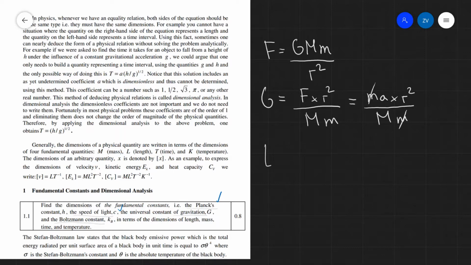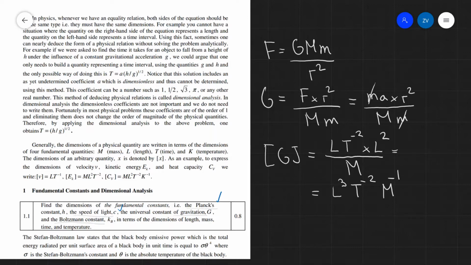So let's have a look. The dimensions of G are going to be equal to acceleration, which is simply length, meters per second squared, T to the power of minus 2, multiplied by length squared, since r has the dimensions of length, and we're going to divide this by the units of mass, which are normally kilograms, so we're going to keep that as M. So this is going to equal L to the power of 3, T to the power of minus 2, times M to the power of minus 1.